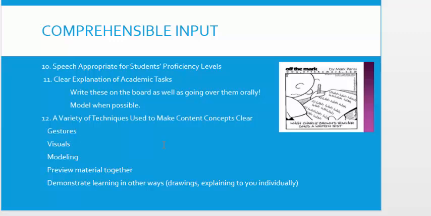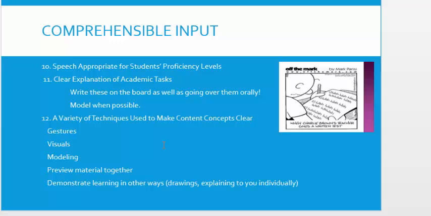On number 11, we need to think about explaining the academic tasks very clearly, and make sure that you always write the tasks on the board as well as going over them orally. So that will help the ELL as well. But also model the tasks that they're going to do whenever possible, and make sure that you're including visuals of the steps if possible. So using clip art or something to show them. But definitely don't just tell them what to do and set them on. It needs to be represented visually as well as orally.